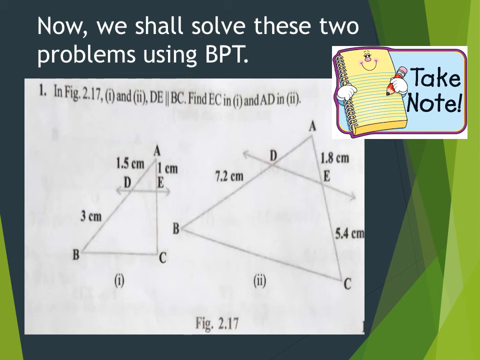Now we know what is BPT. What is this BPT? BPT is the abbreviated form of basic proportionality theorem. We will be using it like this in a short form. Now we will apply this BPT to solve these problems. First one, in the diagram ABC is a triangle, DE is parallel to BC and they are asking you to find EC. In the second diagram, ABC is a triangle, DE is parallel to BC and they are asking you to find AD. Now we shall see how to solve this.